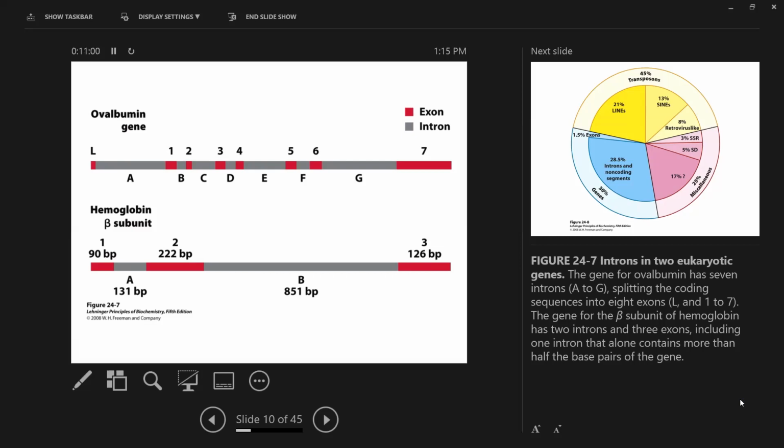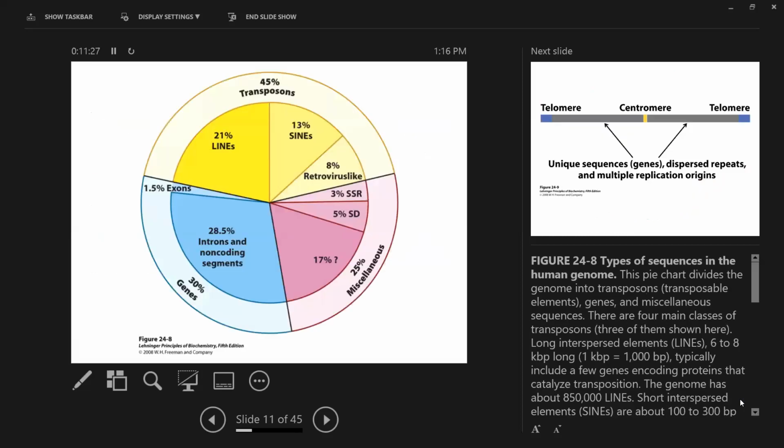For the ovalbumin gene, this is from chickens, we have introns. So genes will vary. Organisms will vary as to the number of introns. Some genes, the introns will vary pretty wildly. So this is a breakdown of the sequences in the human genome.